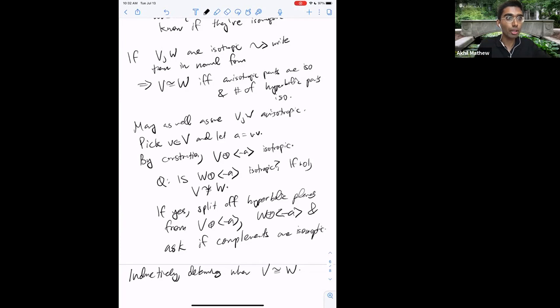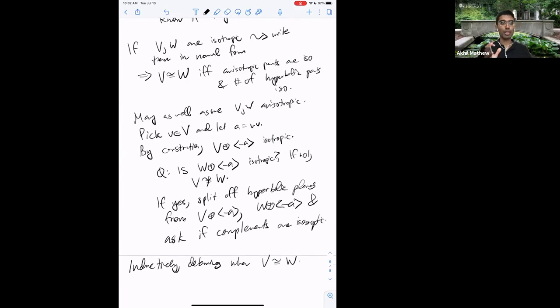Okay, so sorry, there's a question. What does it say between inductively and when? Right, sorry. So it's saying you want to understand when V is isomorphic to W. If V is isomorphic to W, then V direct sum minus a is isotropic if and only if W direct sum minus a is isotropic, and then if and only if the anisotropic parts of V direct sum minus a and W direct sum minus a are isomorphic. So you sort of reduce your question of when two anisotropic forms are isomorphic to a question about anisotropic forms in smaller dimension using this procedure. Okay.